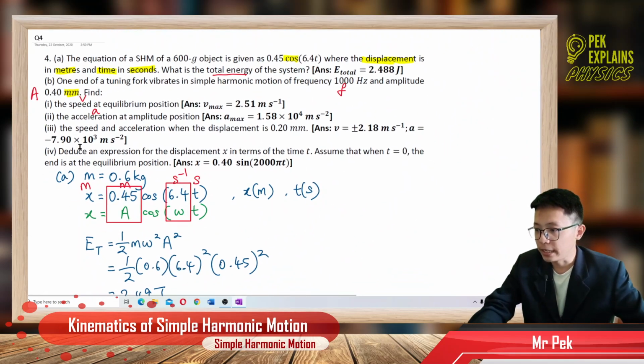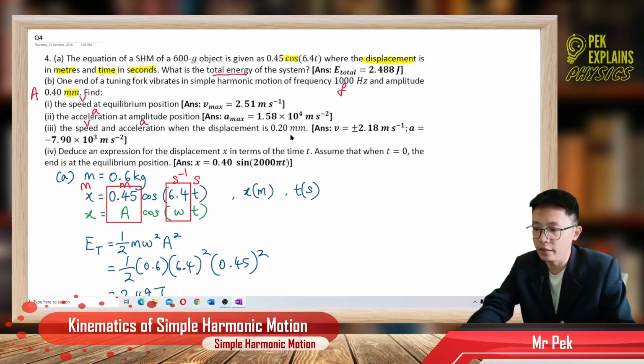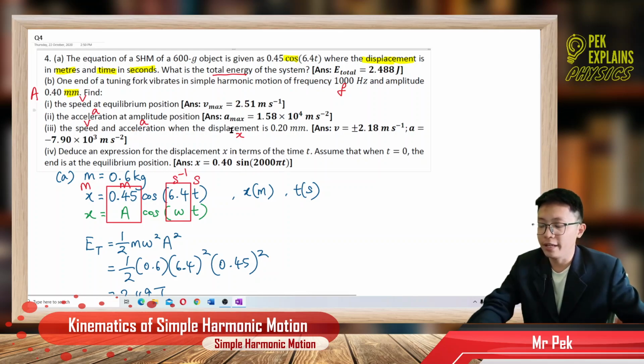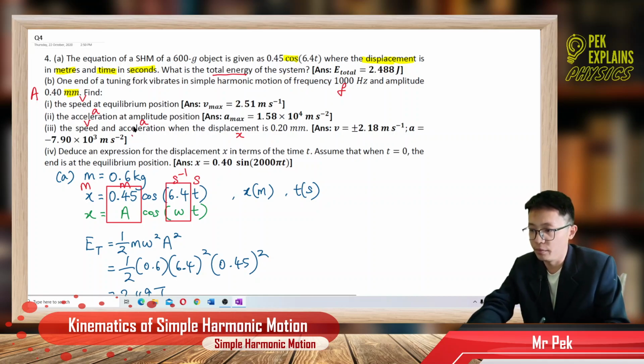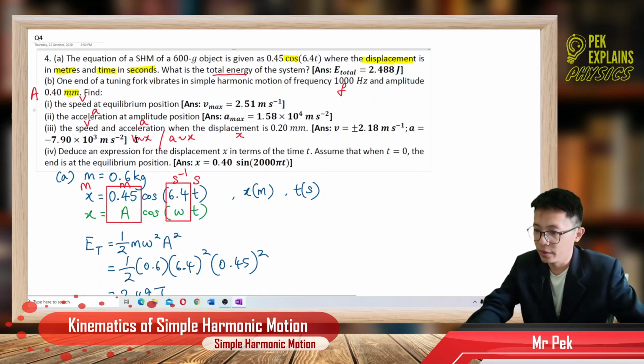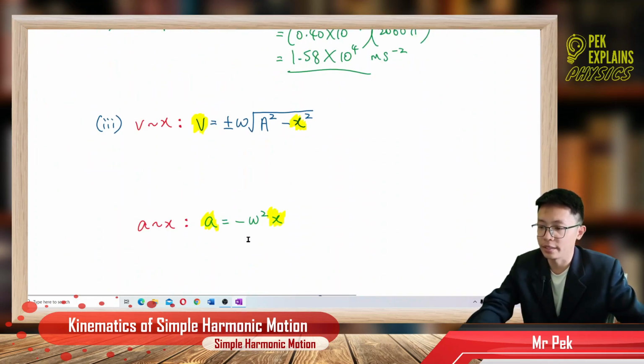Now let's look at question 3. What is the speed and acceleration when the displacement is 0.2 millimeter? Given displacement, we are asked to find speed and acceleration. That means I need to use the formula v versus x and also the a versus x formula.